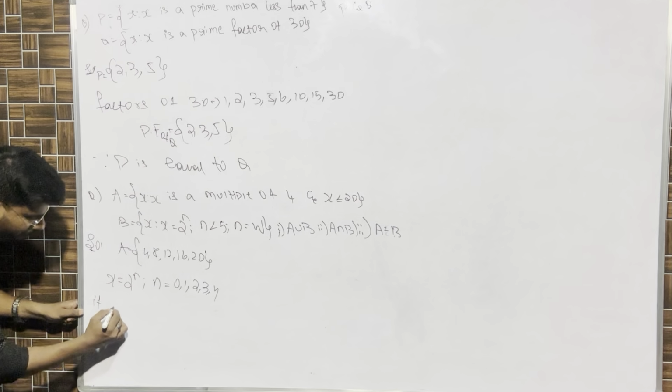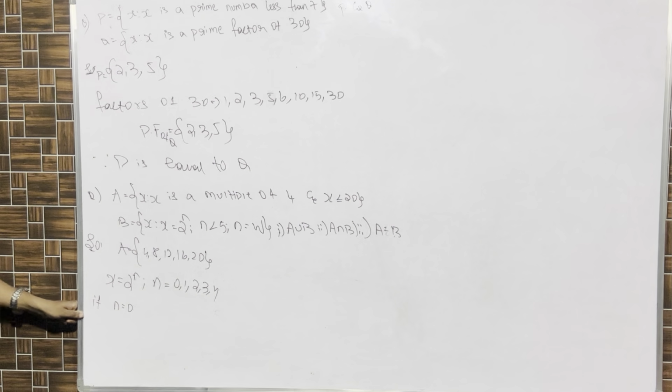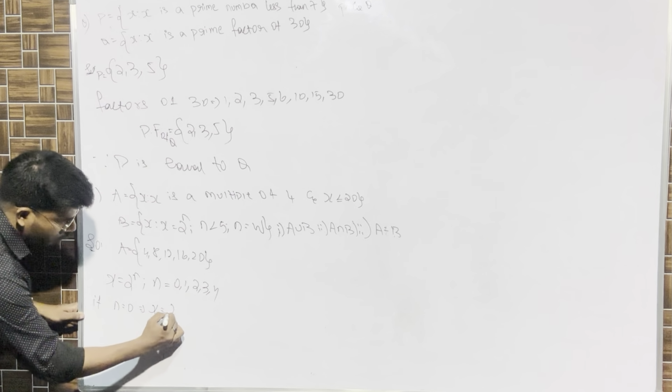Right. In each step, if n is equal to 0, what happens? X is equal to 2 power 0.